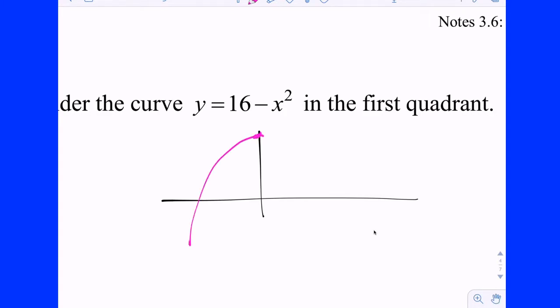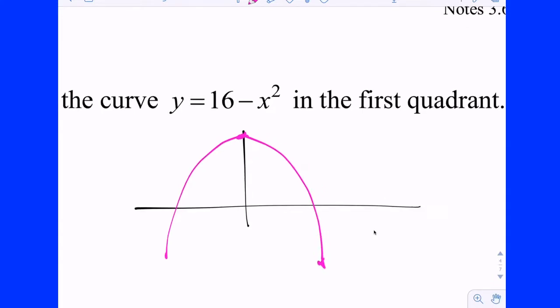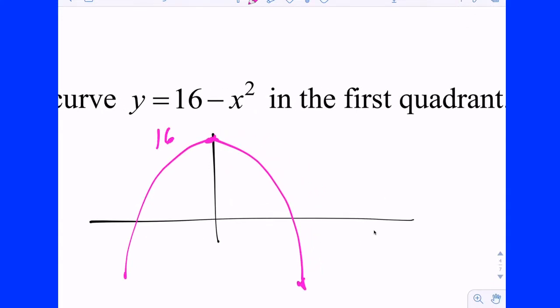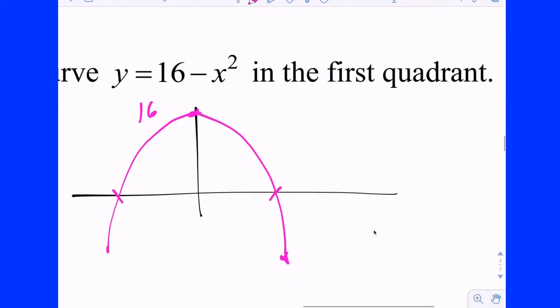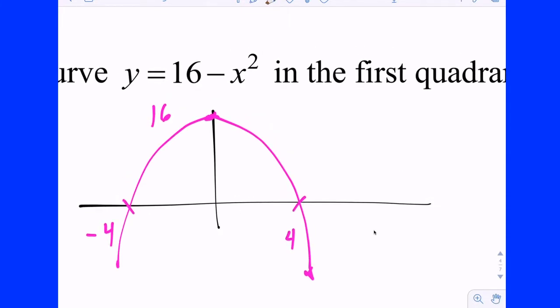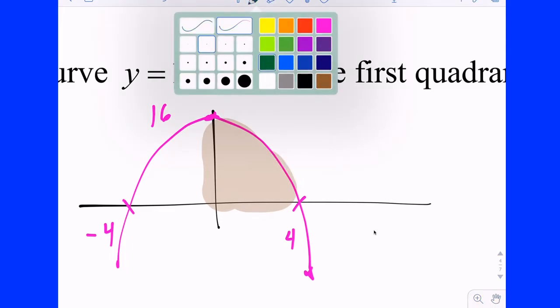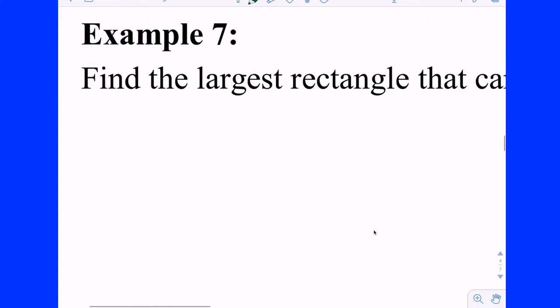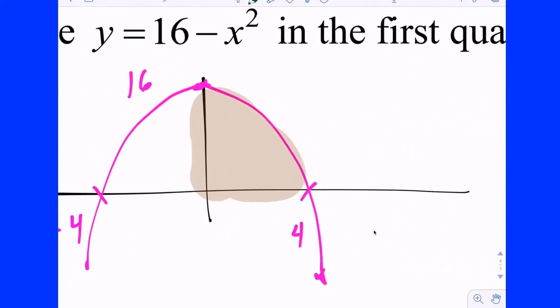That's a parabola that opens downward. We know that. Has a y-intercept of 16. What's its x-intercept? 4 and negative 4, so you can set it equal to 0 in your head very quickly. And we're going to be staying in the first quadrant, so somewhere in there. Now, I want to figure out essentially the largest rectangle. So we'll give the dimensions and its area. I don't know where it's going to live. It could be up here, or it could be down here, or it could be somewhere in the middle.